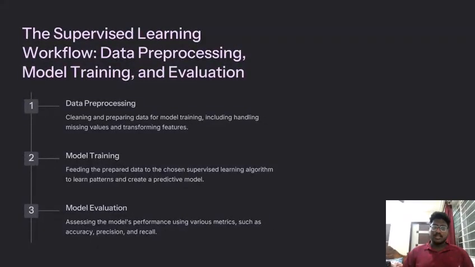The supervised learning workflow: data pre-processing, model training, and evaluation. Data pre-processing: cleaning and preparing data for model training, including handling missing values and transforming features. Model training: feeding the prepared data to the chosen supervised learning algorithm to learn patterns and create a predictive model. Model evaluation: assessing the model's performance using various metrics such as accuracy, precision, and recall.